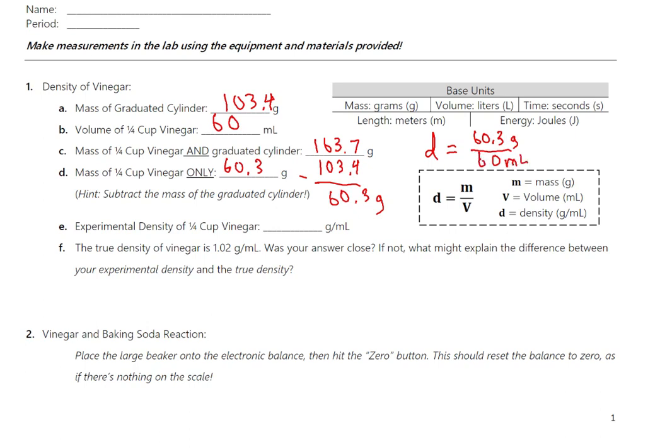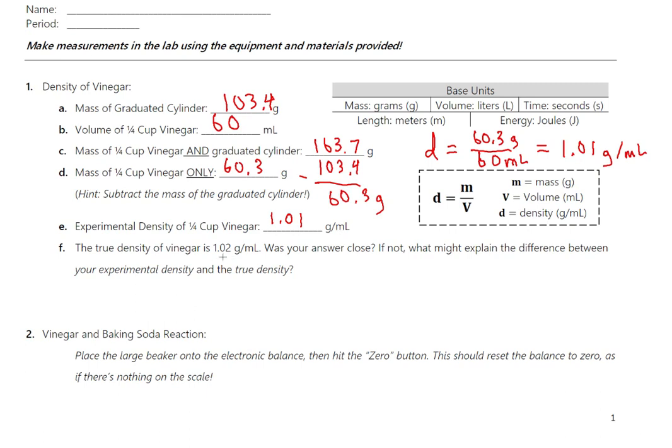Okay. So if you run that through a calculator, it comes out to be about 1.01 grams per milliliter. So 1.01 grams per milliliter.